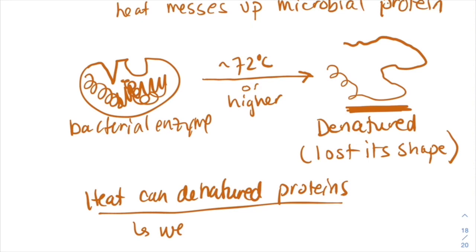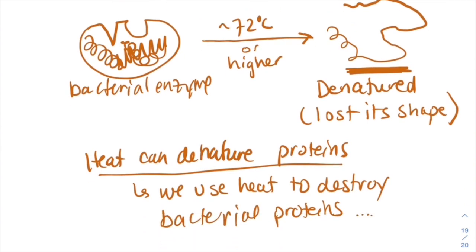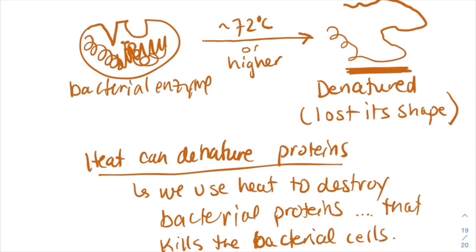Okay, so heat can be used to denature proteins. Oops, there we go. Fix that. Okay, we use heat to destroy bacterial proteins that kills the bacterial cells, and makes the food safe for us to eat.